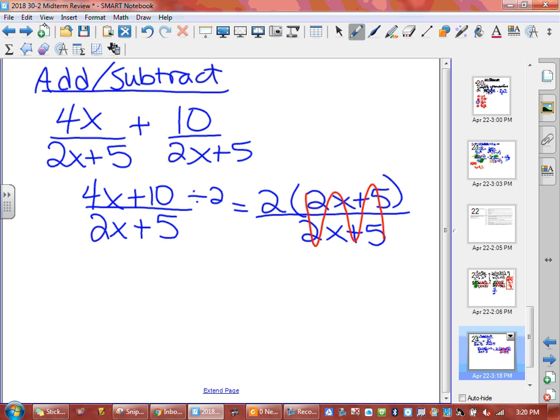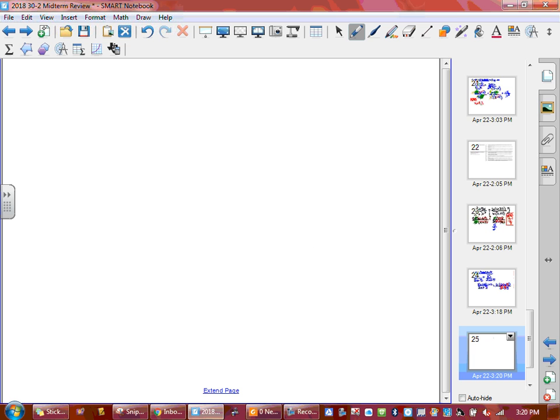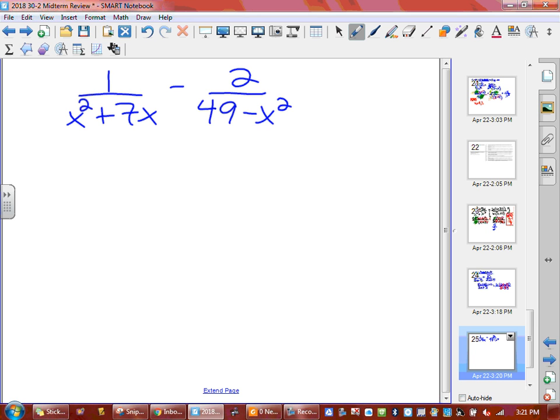Let's take a look at what if we have a subtract sign in there, and nothing is factored. So here's our example: 1 over x squared plus 7x, minus 2 over 49 minus x squared. Whoa. So we're going to have a switcheroo thing going on here.